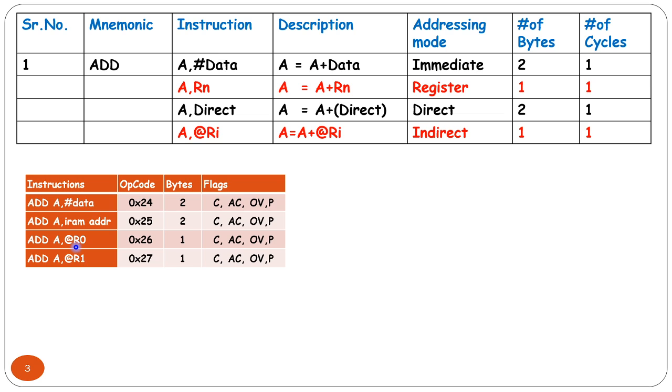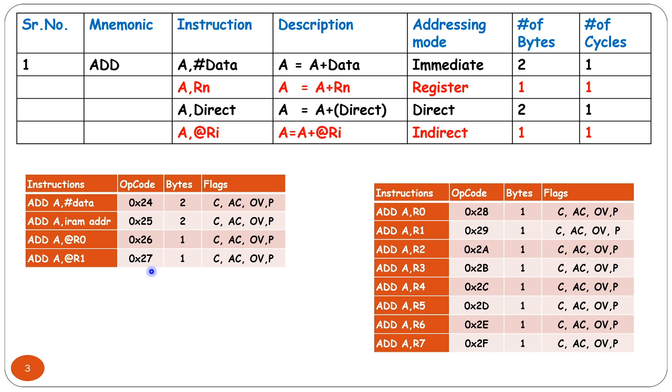ADD A, @R0, and this is @R1. So what does this Ri indicate? R0 and R1. The content of the accumulator and the content of random access memory indirectly pointed to by the R0 register are added, and the result is stored in the accumulator register, with operation code 26H. And for ADD A, @R1, the operation code is 27H. The remaining instructions are ADD A, Rn.